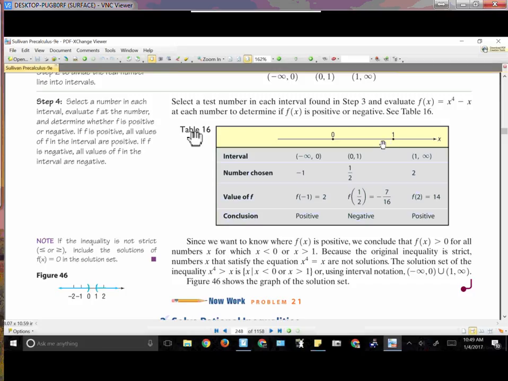So I've got two possibilities again. It either is going to cross it, or it's going to touch it and bounce down again. So you pick a number on the other side of it. That's where they picked the 2. They did some math and they ended up getting 14. Well, hey, that's above it.